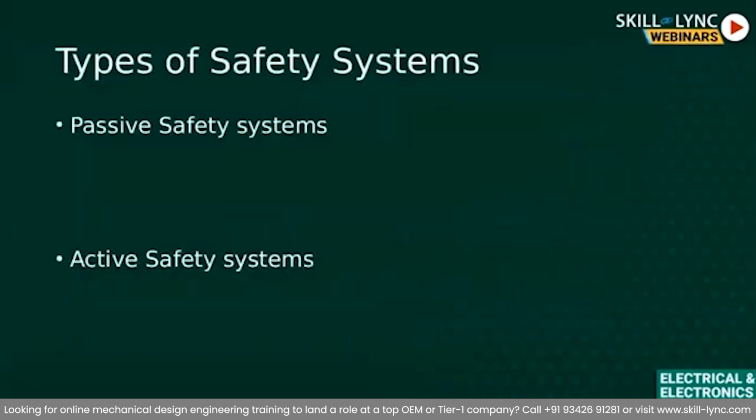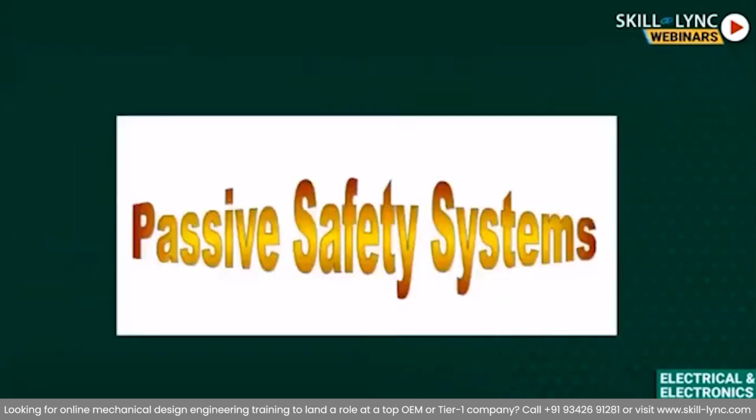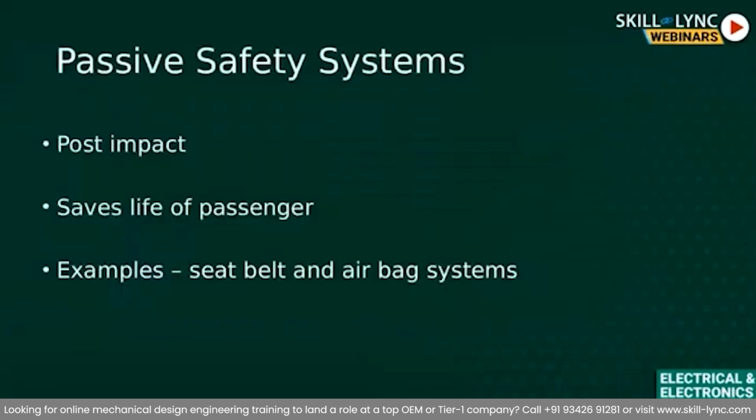Okay, so we have already seen that there are two types of system. One is passive and the other is active. So moving on to passive safety system. As I said, the point where your car has met with an accident, from that point, passive safety system will take control and it will ensure the life of the passengers is saved. So let us see passive safety system in detail now.